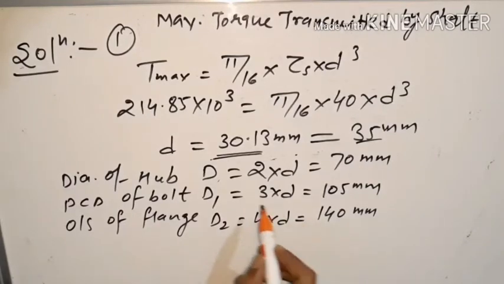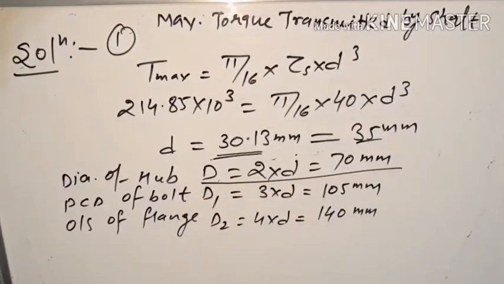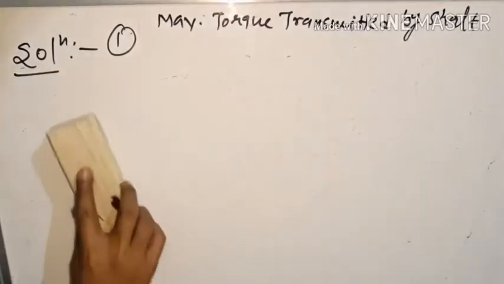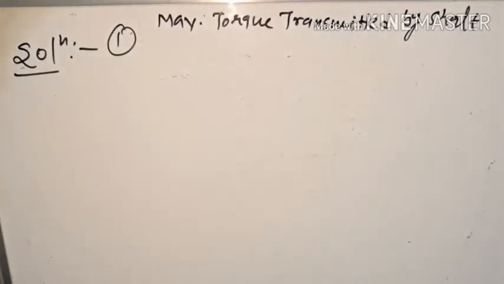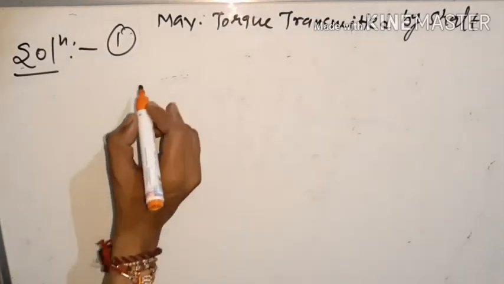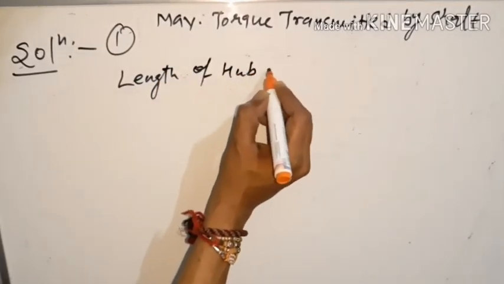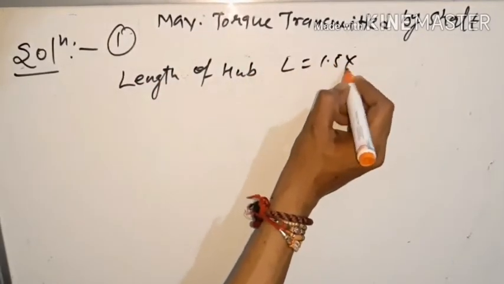Now we can check whether the hub diameter is safe or not, when the torque transmitted is given by, or we need to find the torque transmission from the hollow shaft. So right now we can check whether these induced shear stresses are safe or not. Let's start. And one more thing remaining is the length of hub. The length of hub is taken as length equal to 1.5 into d.